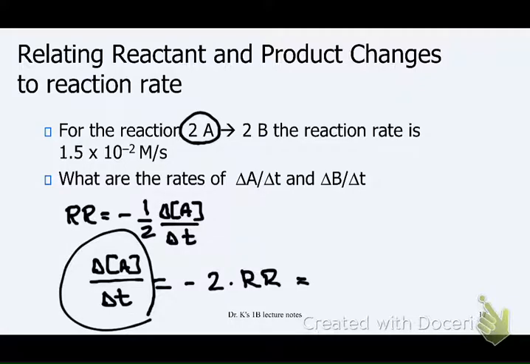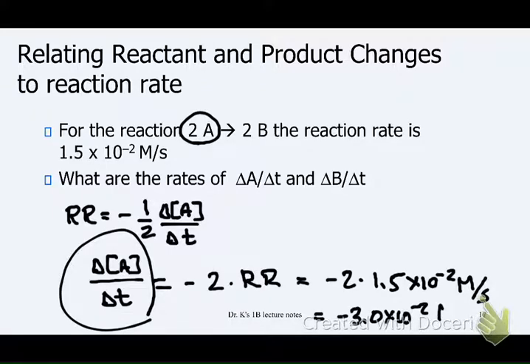So then it becomes minus 2 times 1.5 times 10 to the minus 2 molarity units per second. So that becomes negative 3.0 times 10 to the minus 2 molarity units per second. Well, that's the answer for that. So that's how you do it for A. You do the exact same process for B.